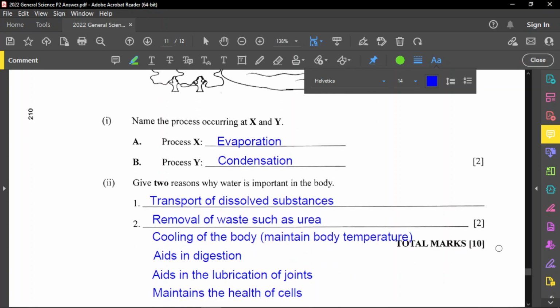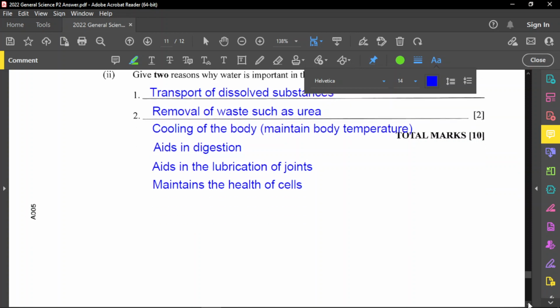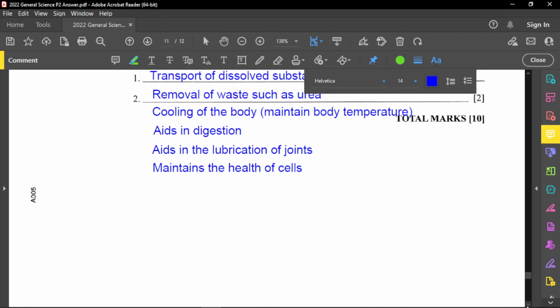For the next part of the question, it's to give two reasons why water is important to the body. There are a number of reasons why water is important to the body. As a matter of fact, a great percentage of the body is water, so even for that reason alone, water is important. Water helps to transport dissolved substances. Water helps to remove waste, such as urea. Water helps to cool the body and to maintain body temperature. Water aids in digestion. Water aids in lubrication of joints because the synovial fluid has a large percentage of water. It maintains the health of cells, and so the general health of the body is dependent upon water. All right, and water also helps to prevent constipation as well. So you could add that one as well. So there are so many reasons.